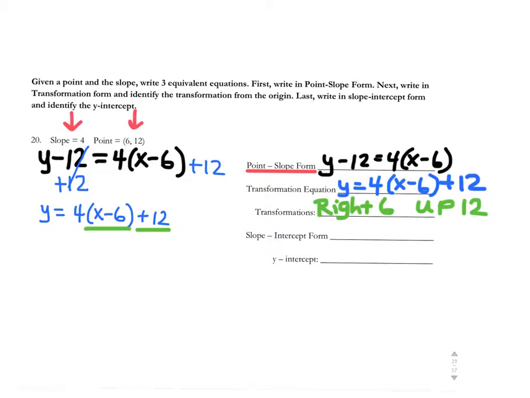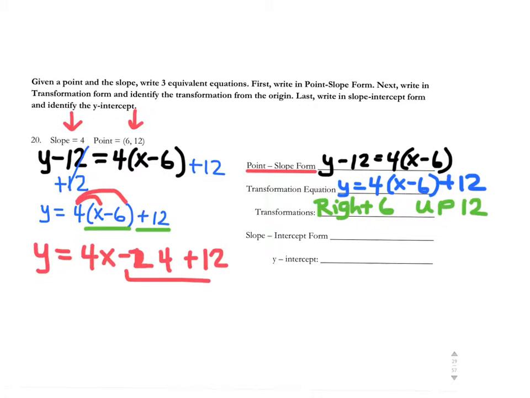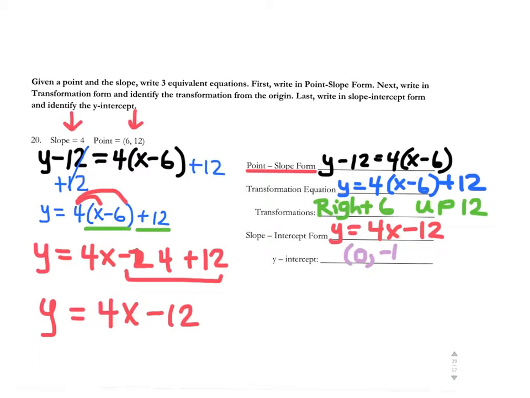Now I want to get this into slope-intercept form. In order to do that, I'm going to distribute my 4. I get 4x minus 24. And then I still have, drop down that plus 12. I'm going to combine negative 24 and 12, so I get y equals 4x minus 12. Which means my y-intercept is negative 12. I'm going to write that as (0, negative 12). There we go. And that's it.